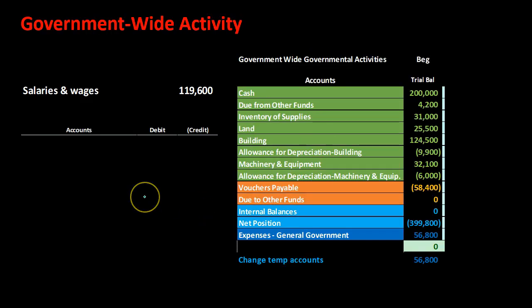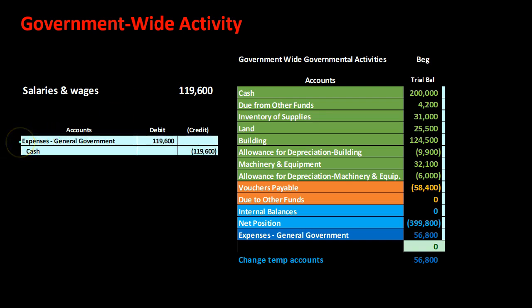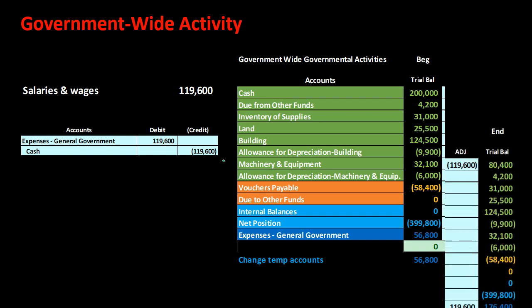Next transaction, back to the government-wide level, we have salaries and wages. Salaries and wages, 119,600. So the transaction for that, we're going to debit expenses for the government-wide level. And so that would be wages expense, what we would expect. And then the credit is going to go to cash. And this is, of course, a simplification of the recording of salaries and wages. We're not going to get into the payroll process here. We're going to post a simplified salaries and wages as an example of the recording of them. And then the other side is going to go to cash.